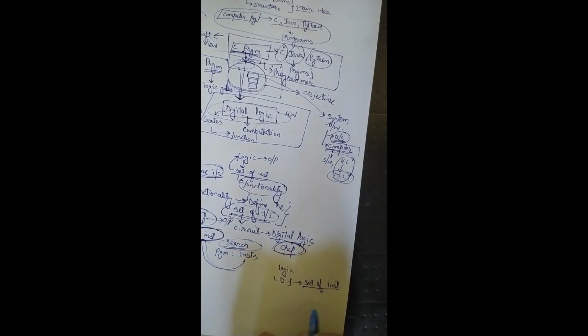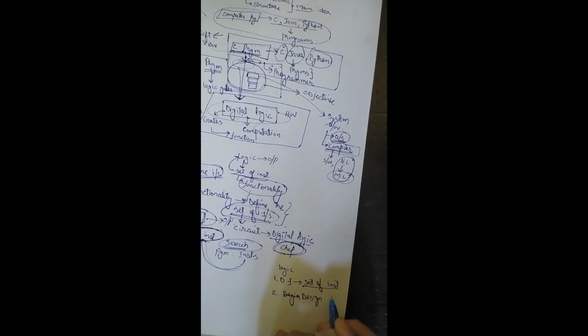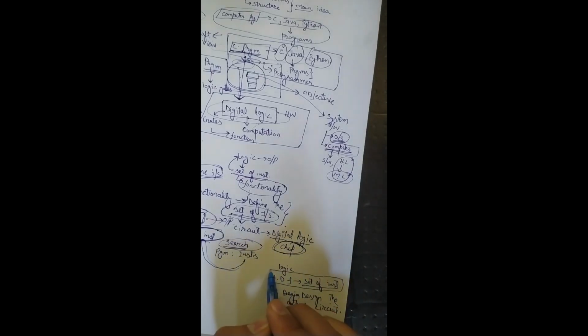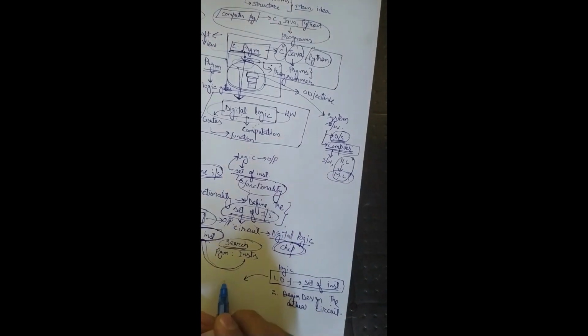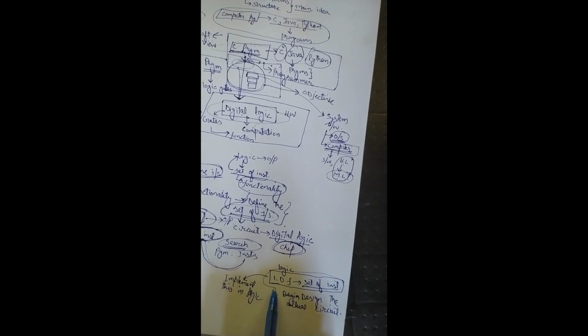After defining the set of instructions, the second thing is to design the actual circuit. Or in other words, when I have the set of instructions ready that I want my logic to execute, I have to implement the set of instructions in logic. That means design a circuit that should be able to execute these instructions.